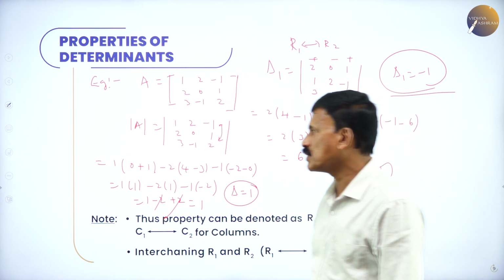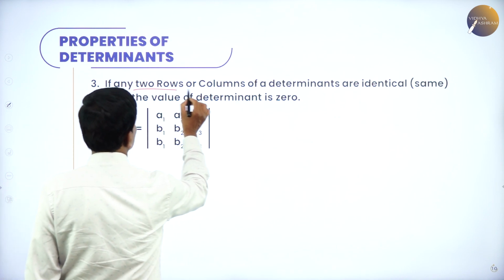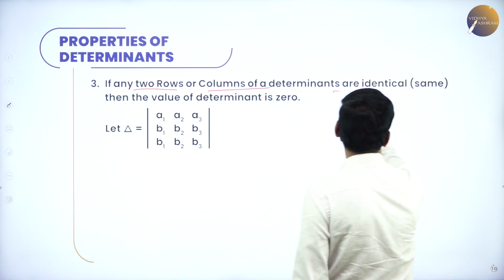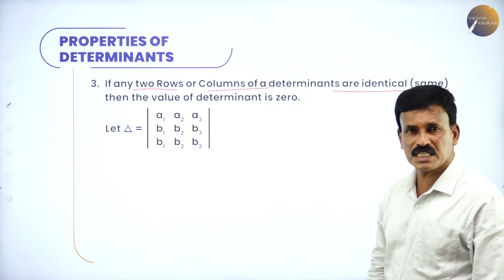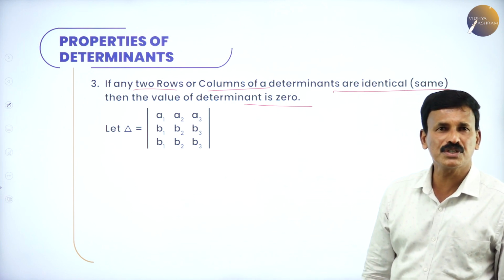Now come to the third property. Property number 3. What is property number 3? If any two rows or two columns of a determinant are identical, the same, then the value of the determinant is always equal to 0. This is a very important property.